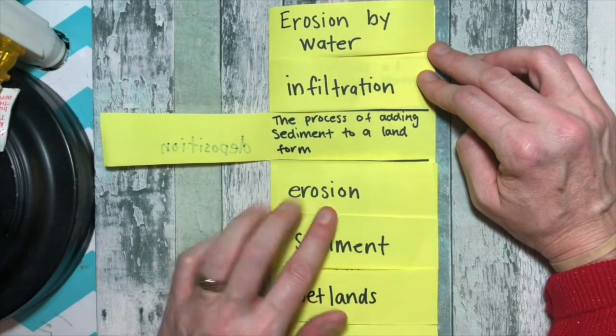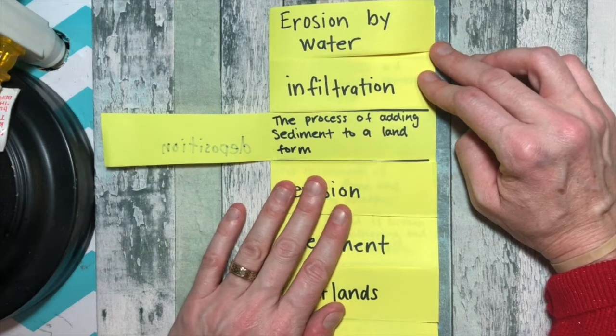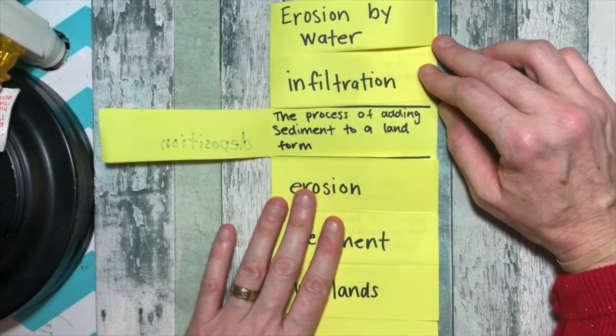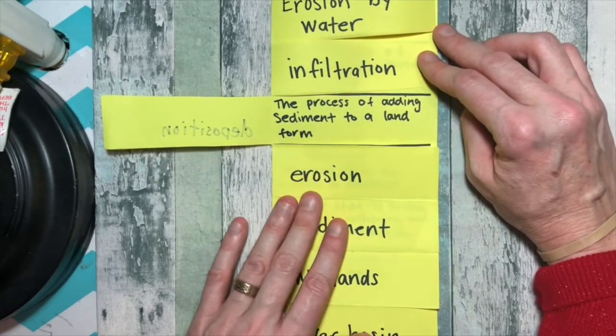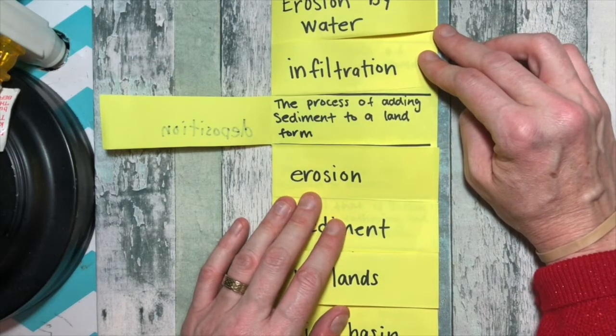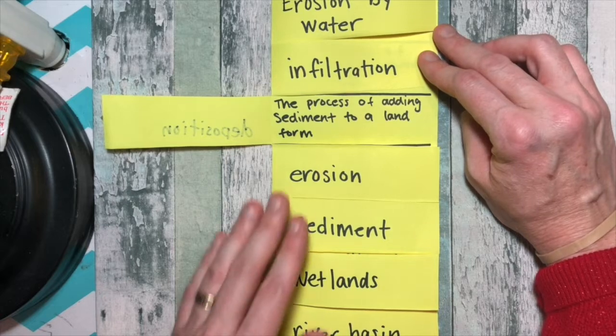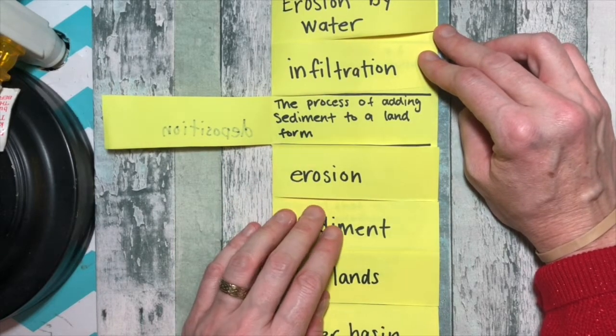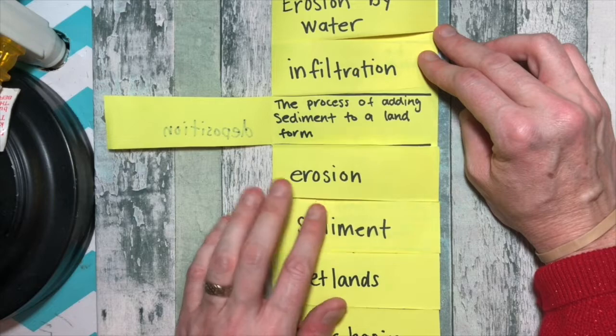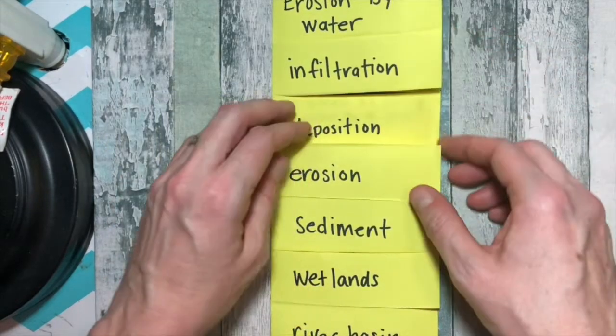Whenever we have the process of adding sediment to a landform, a lot of times when we're talking about this with water, what you'll see is deltas, where the river goes into the ocean. There'll be a kind of triangle shape, which is referred to as a delta. That's because there is a lot of buildup of sediment at that location.